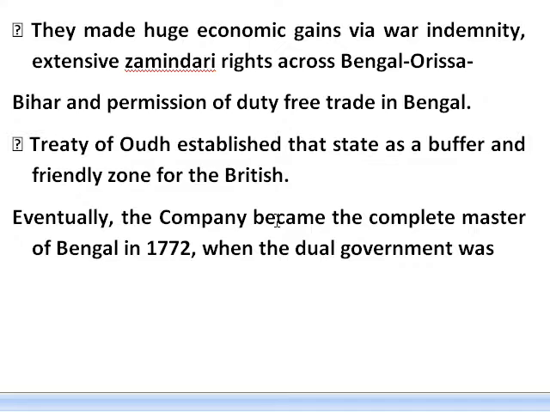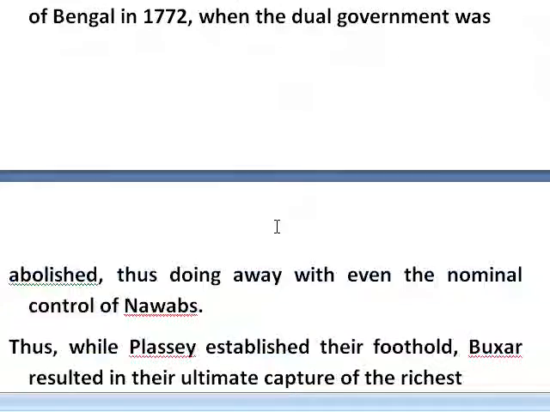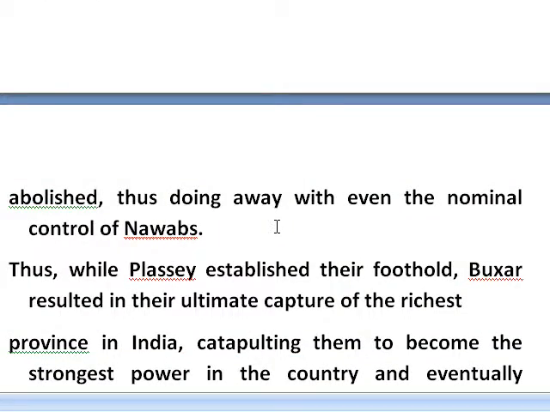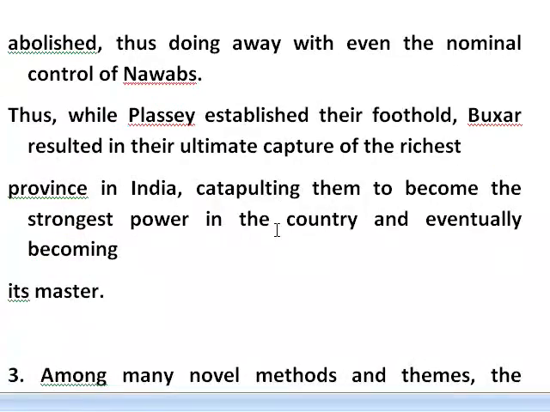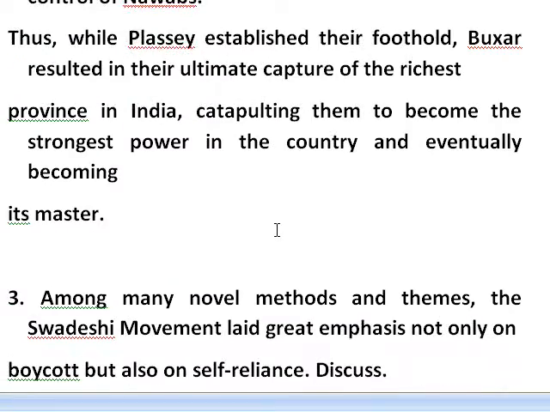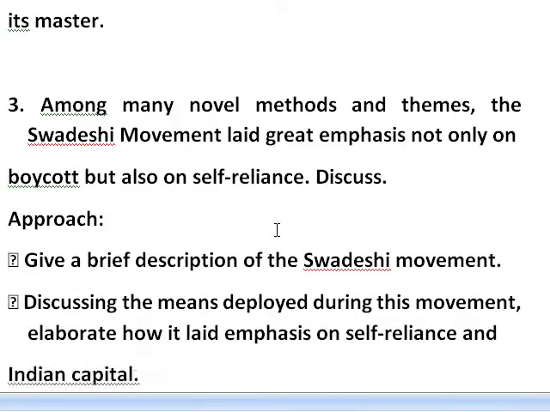Eventually, the company became the complete master of Bengal in 1772 when the dual government was abolished, thus doing away with even the nominal control of the Nawabs. Thus, the policy established their foothold. Buxar resulted in their ultimate capture of the richest province in India, enabling them to become the strongest power in the country and eventually become its master.